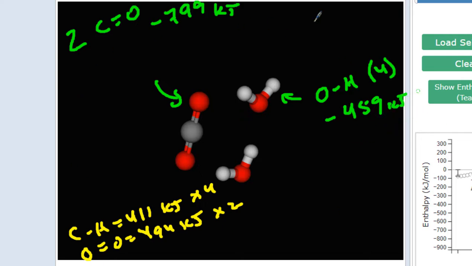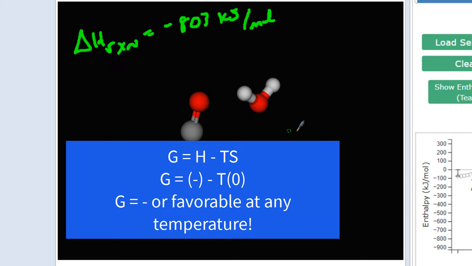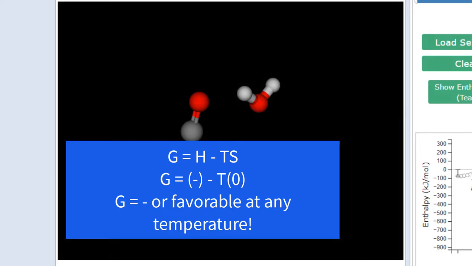Okay? And when you sum up all these bonds breaking and all these bonds forming, it gives you the enthalpy for the reaction. And the enthalpy for the reaction ends up becoming approximately negative 803 kilojoules for every mole, okay? And that is using bond enthalpies in order to take a look at that. We could also take a look at it in a different way.